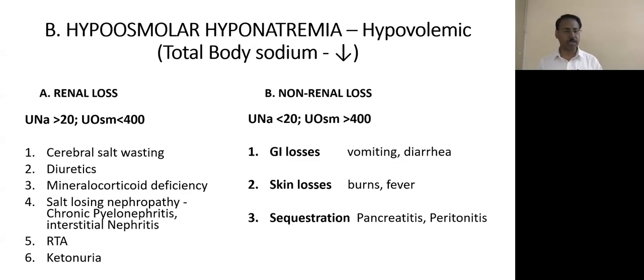Other causes are diuretics, mineralocorticoid deficiency, salt-losing nephropathies, chronic pyelonephritis, interstitial nephritis, renal tubular acidosis, and ketonuria has also come up over here. The non-renal causes are GI losses, vomiting, diarrhea, skin losses through burns and fevers, or third space sequestrations like pancreatitis and peritonitis. So these will be your hypovolemic causes for hyponatremia.